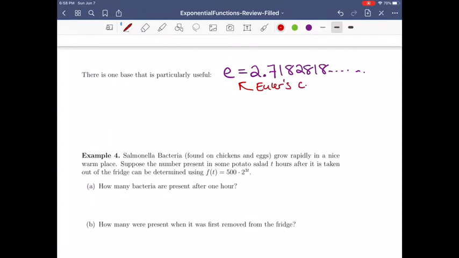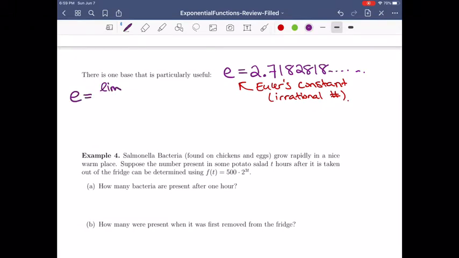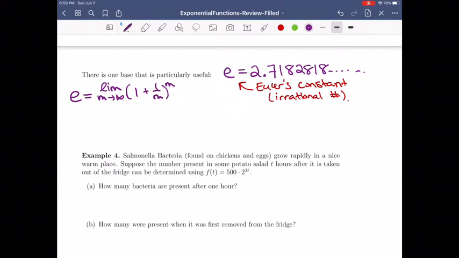So this is Euler's constant, and it's just an irrational number. So we cannot write it as a fraction. It's an infinite non-repeating decimal. And it actually comes from a limit. e is actually the limit as m goes to infinity of (1 plus 1 over m) to the power m. That's where it comes from. But it's just a number that's between 2 and 3.